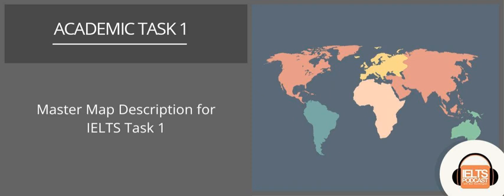The reason is because it's much more common to find a graph or a chart or a pie chart on the IELTS Academic Task 1. However, that does not mean that we cannot prepare for it. And if you do get a map, personally, I think you are a little bit lucky because they're not too difficult.